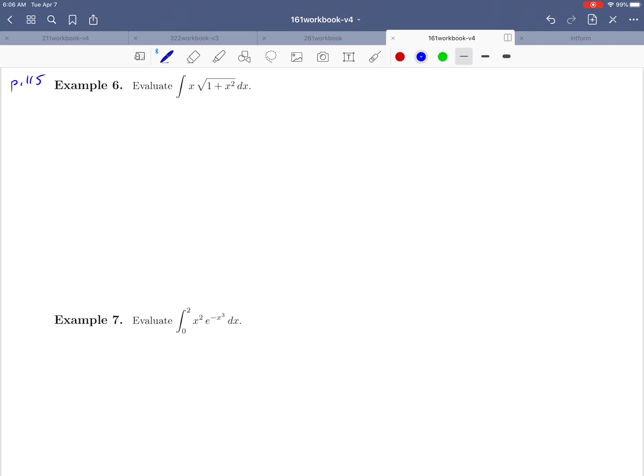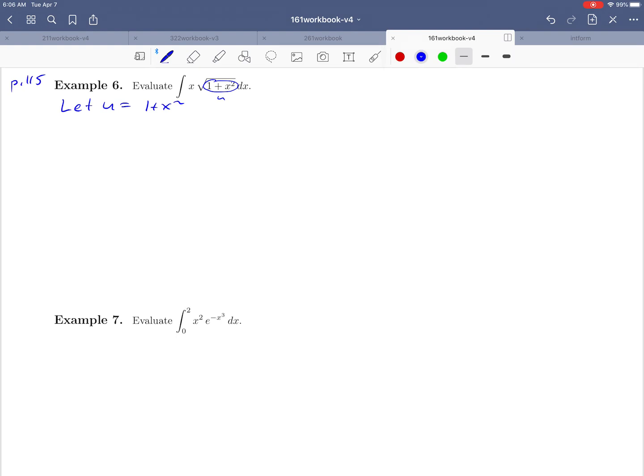Using the same method that we did for example 5, we're going to start this process by making a u substitution. Generally, choosing a u to be inside of another function is a good strategy. So we're going to let u equal 1 plus x squared because it just happens to live underneath this square root, making it a kind of natural choice.